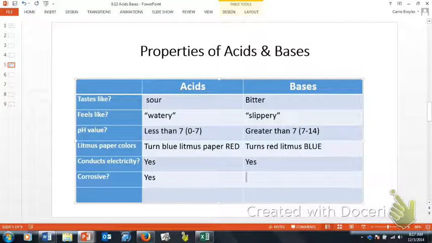But most people don't think that bases can be corrosive, and they are. Both bases and acids are just as corrosive. If you have a strong base, it's very corrosive. If you have a strong acid, it is very corrosive. And on the other hand, if you have a weak acid, it is somewhat corrosive. If you have a weak base, it is somewhat corrosive.